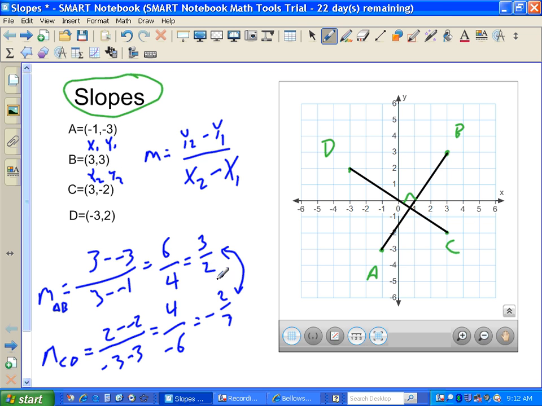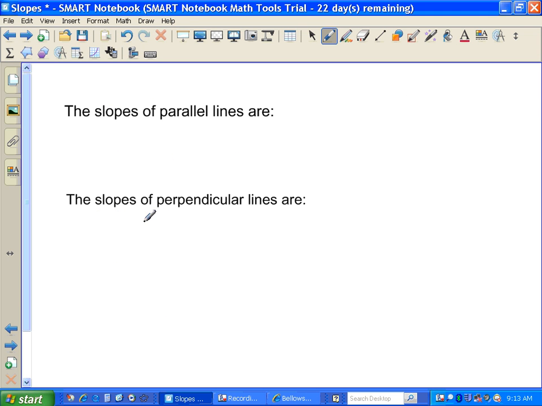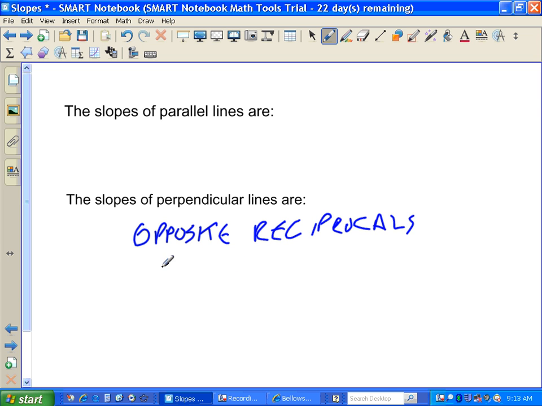Notice they have the same numbers, okay? And what do you notice about the numbers? That's right, they're upside down. And the other thing we would notice is that one of them is positive and the other one's negative. So typically what we talk about when we talk about the slopes of perpendicular lines: the slopes of perpendicular lines are opposite reciprocals.